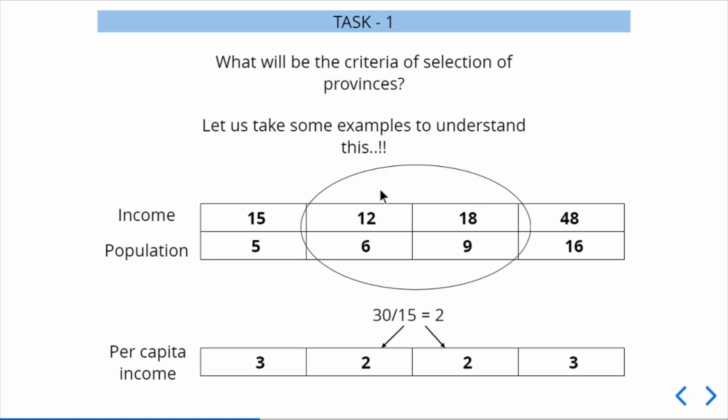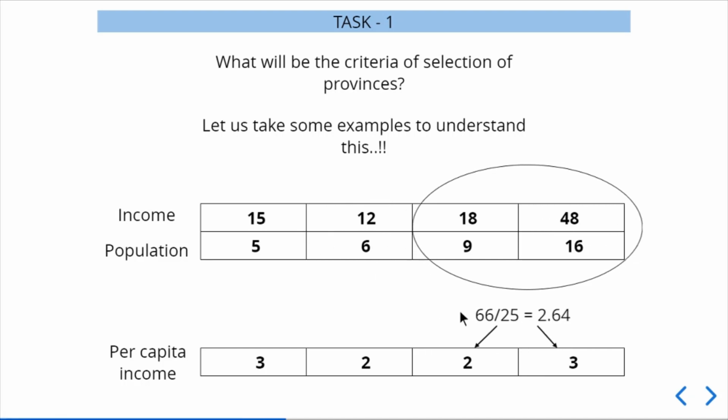So if we combine these two values, then the per capita income remains stagnant, it will be 2. This is the second observation that we can make: if we have the per capita income of some states and we combine them, and the overall per capita income does not change, it remains stagnant. Now let us see the last example.